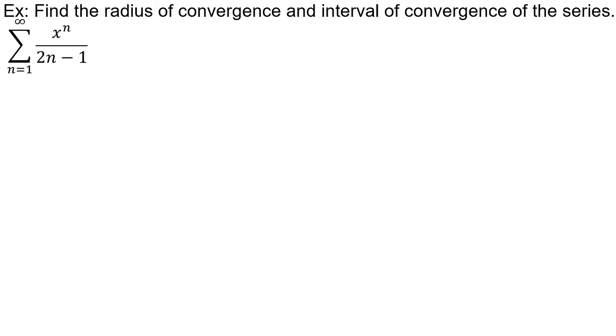Let's try another one. This is x to the n over 2n minus 1. So first thing I want to do is do the ratio test to see what the radius would be. And so I get the limit as n goes to infinity of, on the bottom, I leave it the way it is, x to the n over 2n minus 1. Above that, I have to add 1 to the n. So I'll have x to the n plus 1 over 2 times n plus 1 minus 1.